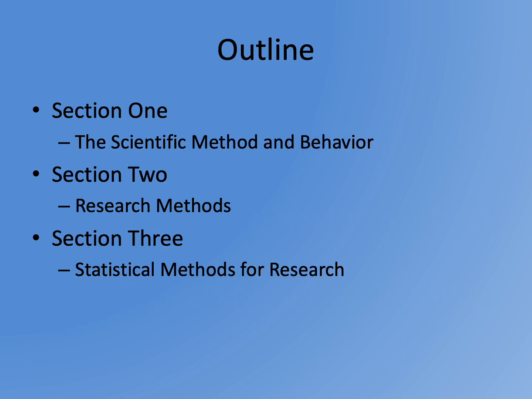So here's an outline for our chapter. Section 1 is the scientific method and behavior. Section 2, we dive right into those research methods. And then Section 3 is the statistical methods for research.